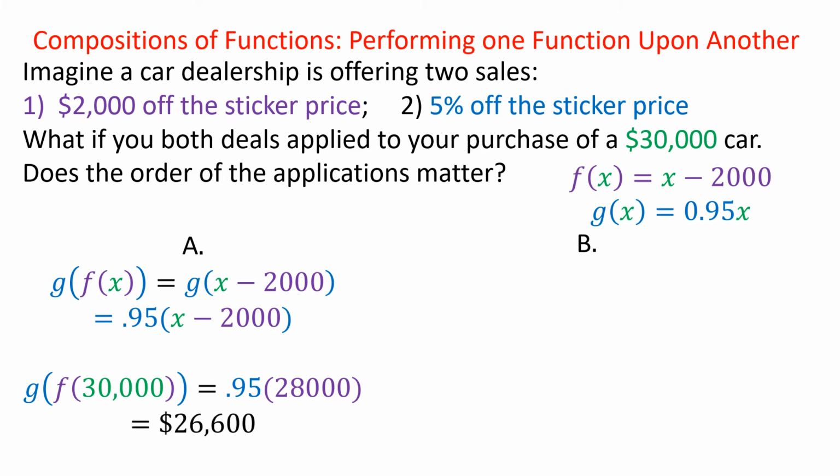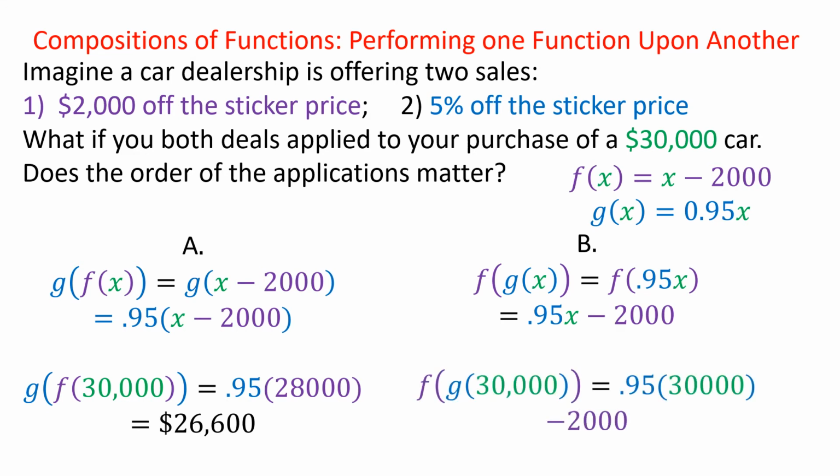$26,600. On the other hand, if we switch the order and take 95% of the 30,000 and then take off the 2,000, we can set our formula up like this. Insert 30,000 and we'll wind up with $26,500. You can see there's a difference of $100, so the order does make a difference when performing compositions.